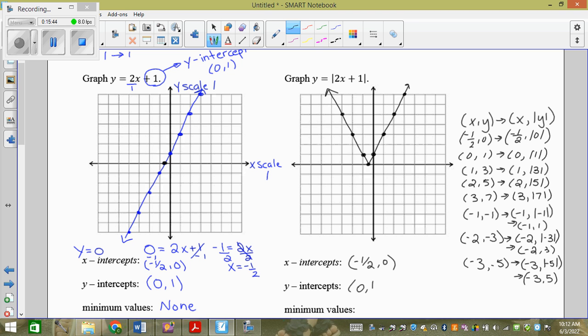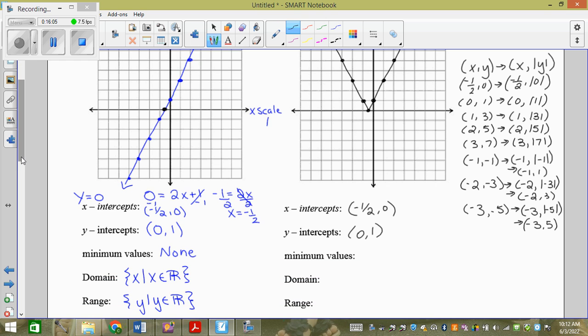When will my y-intercept change? When my y-intercept is what? Negative. When my y-intercept is negative, it'll turn positive, right? So because this one was positive, it didn't change. That's my minimum value, the x-intercept.